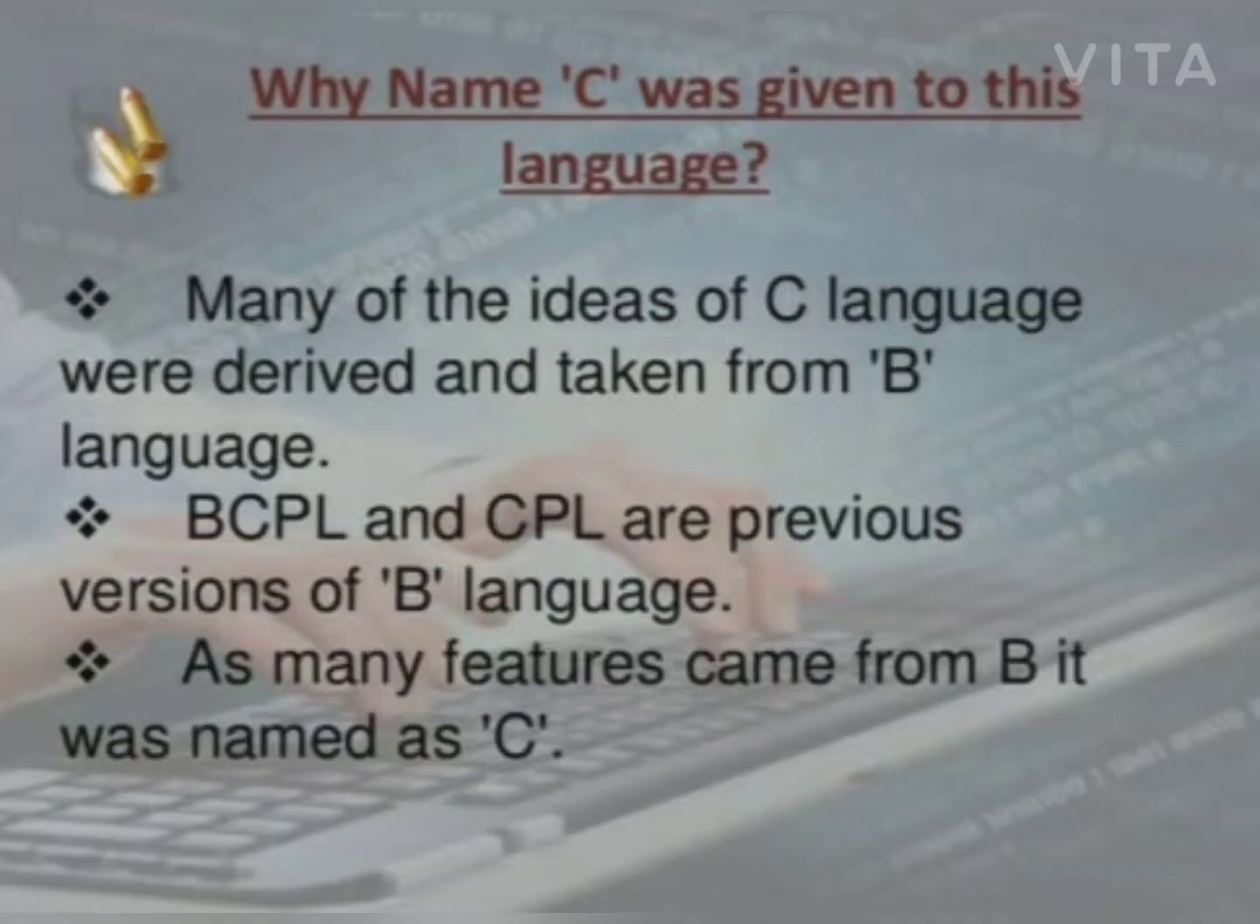Why was the name C given to this language? Many of the ideas of C language were derived from the B language. BCPL and CPL are the previous versions of B language. BCPL stands for Basic Combined Programming Language and CPL stands for Combined Programming Language. As many of the features come from B, it was called C language. C has no such full form, it is just the letter C.